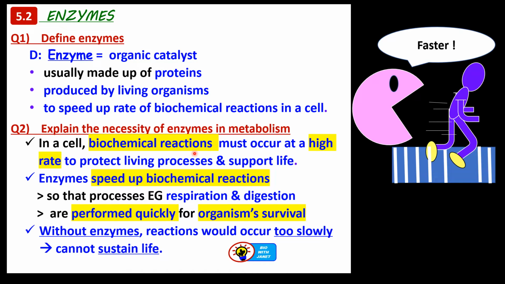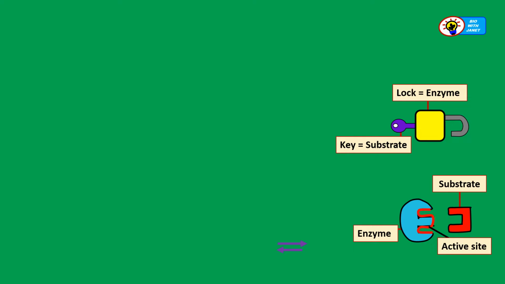And what is the necessity of enzymes in metabolism? In a cell, biochemical reactions have to occur at a high rate to protect the living processes and to support life. If there are no enzymes, reactions would occur too slowly to sustain life. Therefore, enzymes are needed to speed up biochemical reactions so that processes such as respiration and digestion are performed quickly for the organism's survival. So we need enzymes in our body.